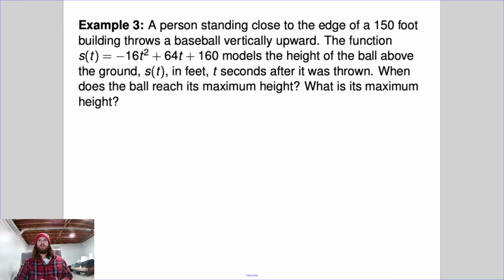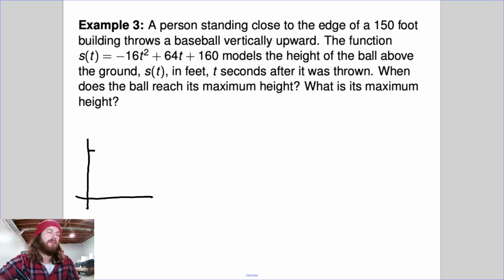A person is standing close to the edge of a 150-foot building, throws a baseball vertically upward. The function s of t equals -16t squared plus 64t plus 160 models the height of the ball above the ground in feet, t seconds after it's thrown. When does the ball reach its maximum height? What is the maximum height? So this is kind of a review of what we've done in the past. So it's going to look like this.